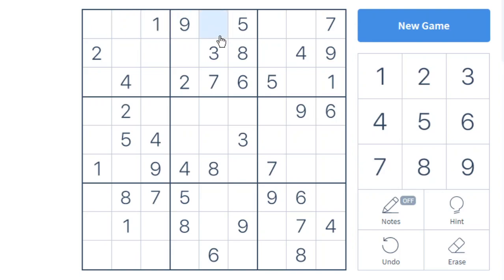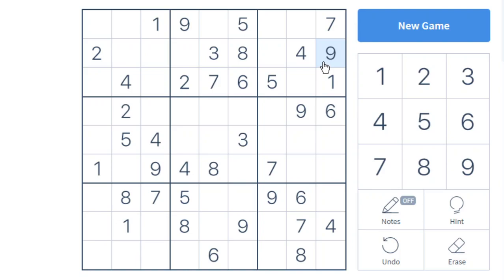Now, on the side here, we have the numbers 1, 2, 3, 4, 5, 6, 7, 8, 9. And so each row can only have one of each number. So you can only have one 1 in this row, one 1 in this column. You can basically only use each number once per column and per row.